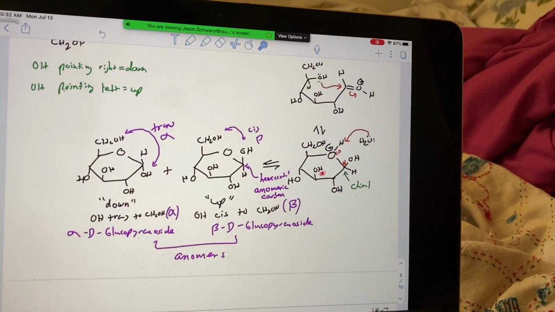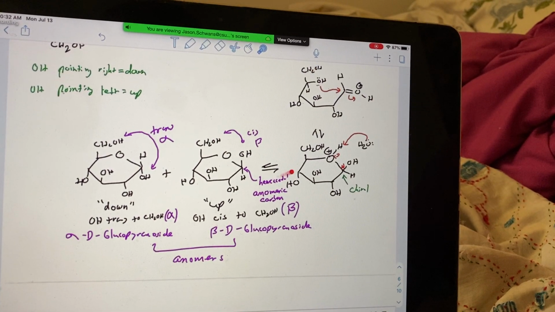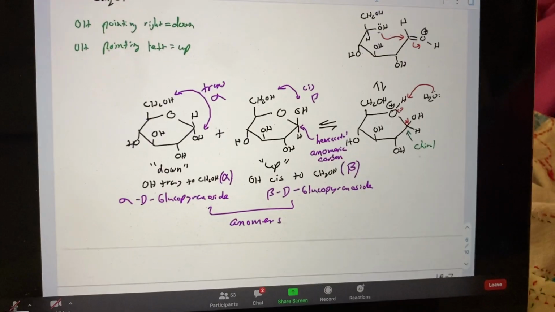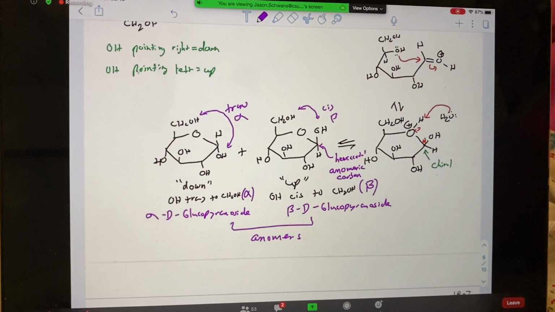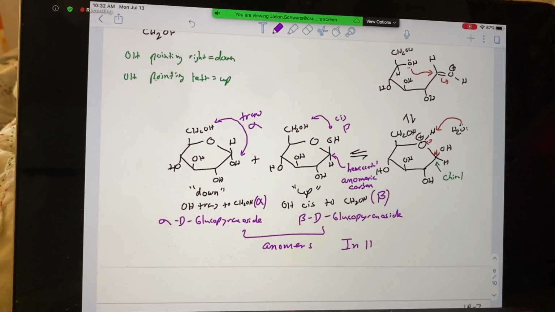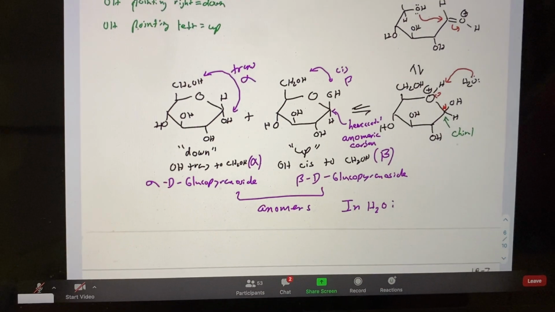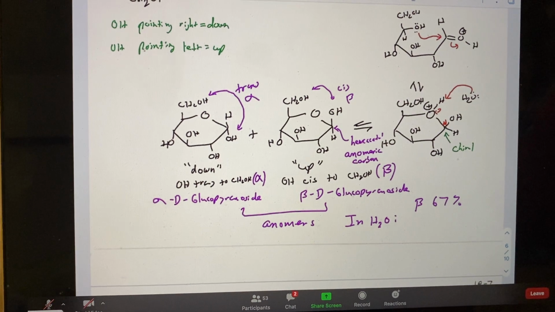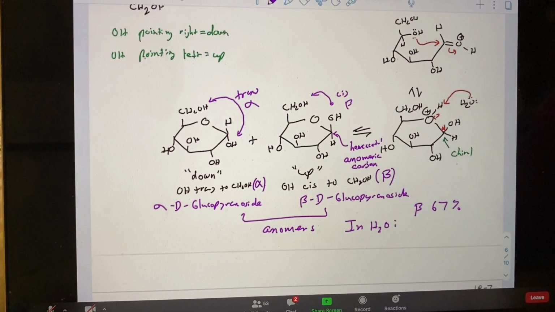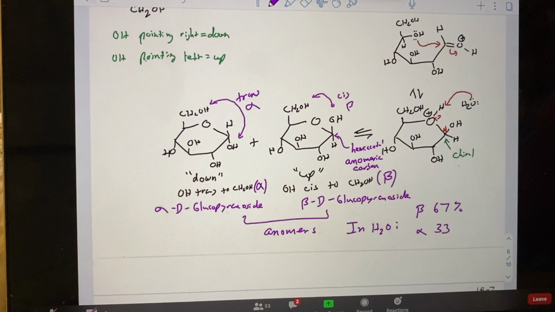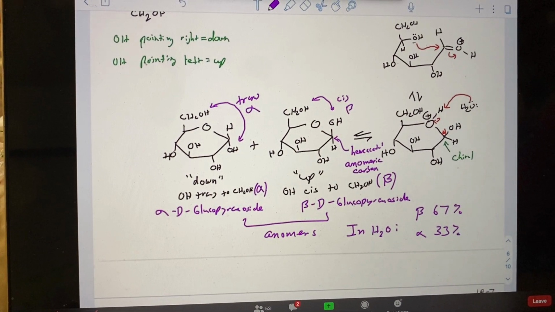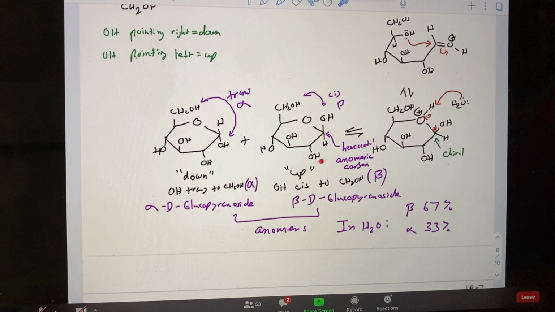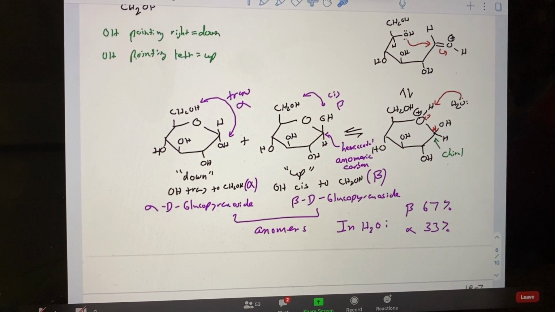This will actually go backwards, can break apart into the acyclic form. And all of these steps are in equilibrium. The sugar is going back and forth between the acyclic and cyclic form. So in water, they're actually not formed to equal extents. However, the beta form accounts for close to 70% of the conformation, and the alpha, I think that should be 33%, is the remaining. In other words, the beta conformation here, this one with the OH group pointing up, is the preferred conformation.